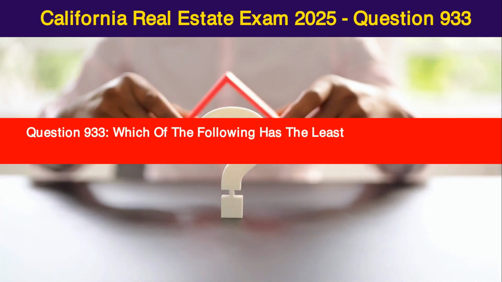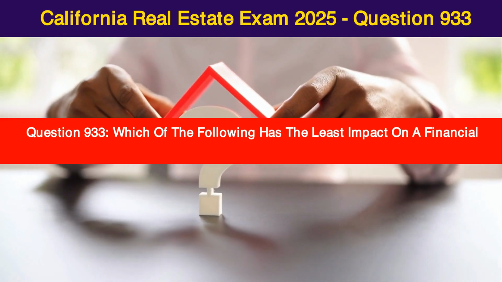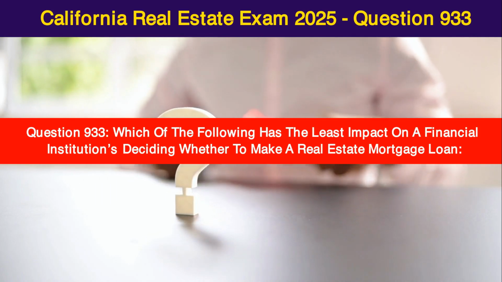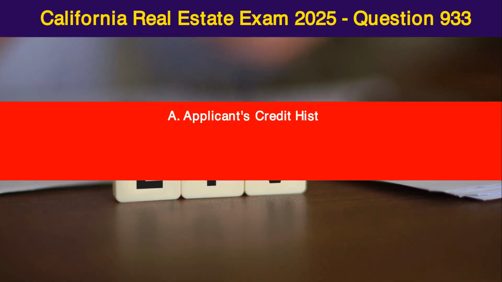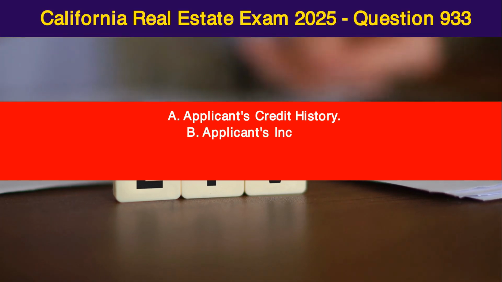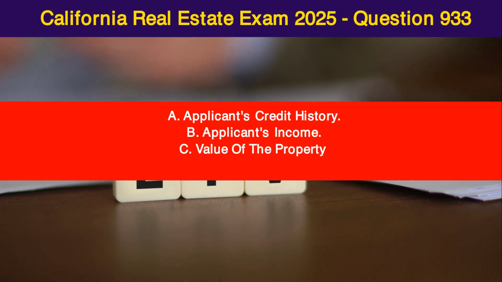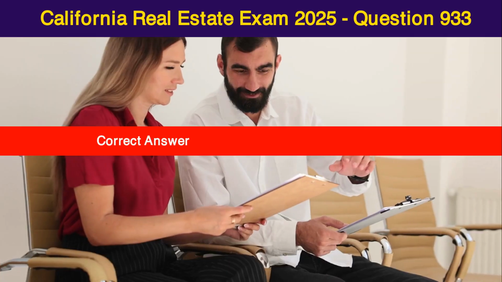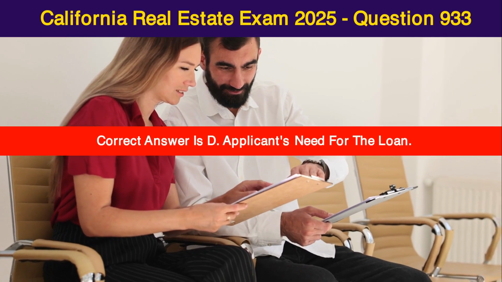Question 933. Which of the following has the least impact on a financial institution's deciding whether to make a real estate mortgage loan? A. Applicant's credit history. B. Applicant's income. C. Value of the property. D. Applicant's need for the loan. Correct answer is D. Applicant's need for the loan.